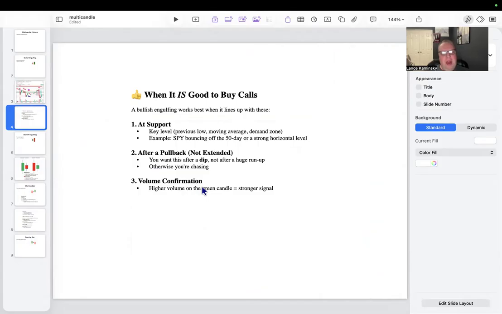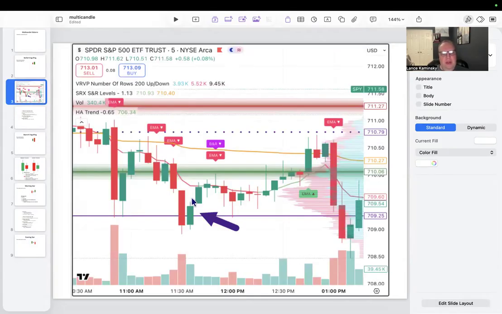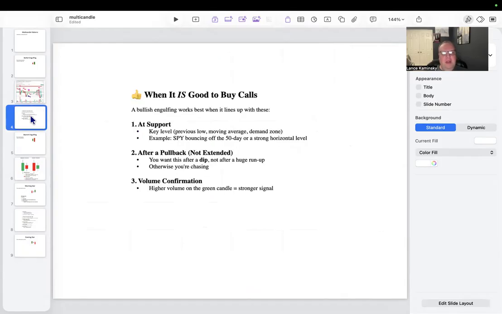Now, when is it good to buy calls or buy a stock in this case? You want to line up with key support. Make sure you're near an SRX level, previous low, some moving averages, even demand zones. If you look here, we were not at the moving average yet. If this happens to be near the moving average, and then you see the engulfing come up here, especially with an EMA alert on it, could be a good setup for buying calls. For example, SPY moving off 8 EMA, new 50-day EMA.